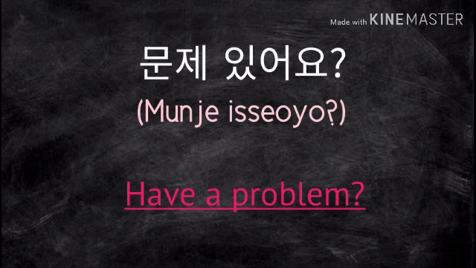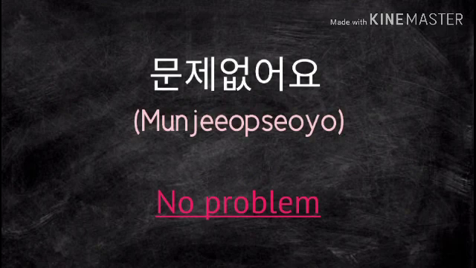문제 있어요? It means, have a problem. 문제 means problem and 있어요 means to have. 문제 있어요? 문제 없어요. It means no problem. 문제 means problem and 없어요 means not to have. 문제 없어요.